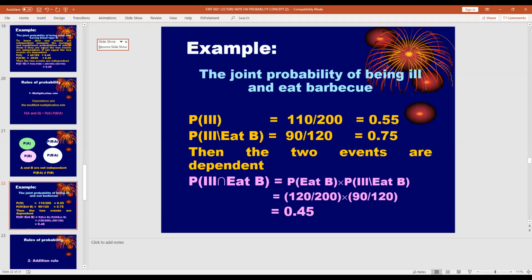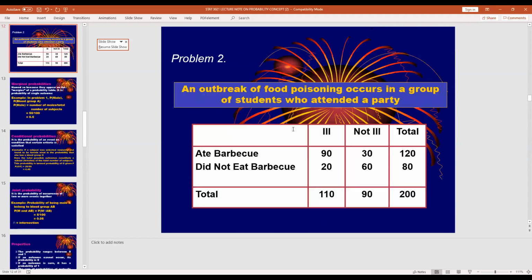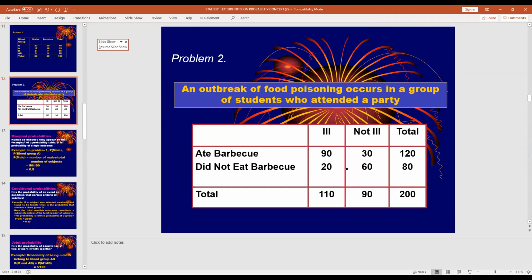Okay, this is another example. The joint probability of being ill and eating barbecue. What I'm trying to explain right here is this table, the one I projected the other time. If you take a look at this table, we have two variables, and each variable has two levels. Ate barbecue and did not eat barbecue is one variable with two levels. Poison and not poison is another variable with two levels.